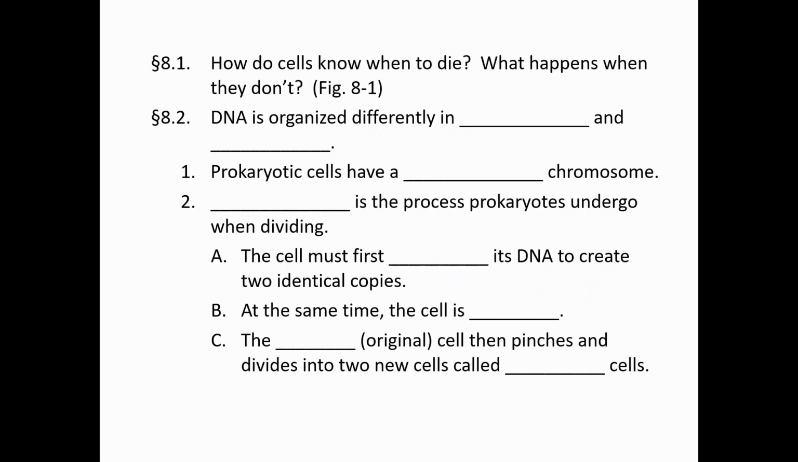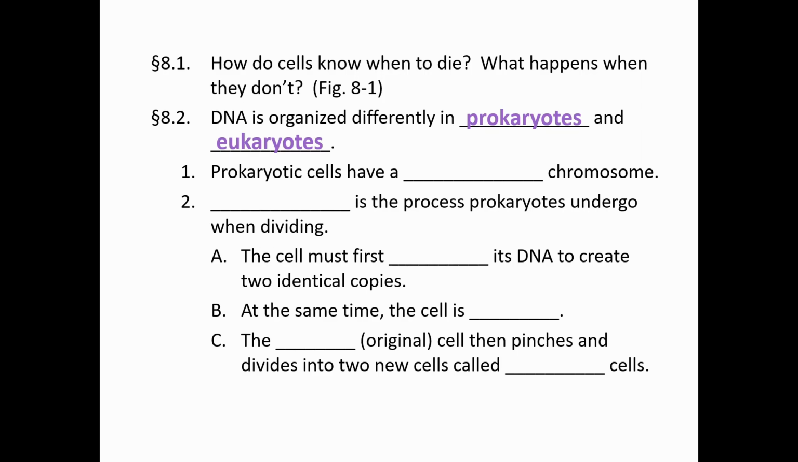So how do cells know when to die? Most cells are programmed with a specific endpoint in mind. If that does not happen, if the cell keeps going, that's when we have things like cancer. But we'll get into that a little bit more when we talk about the cell cycle. Let's get into DNA itself though and how we organize based on who we are. Depending on if you're a prokaryote or a eukaryote, you're going to organize your DNA differently.